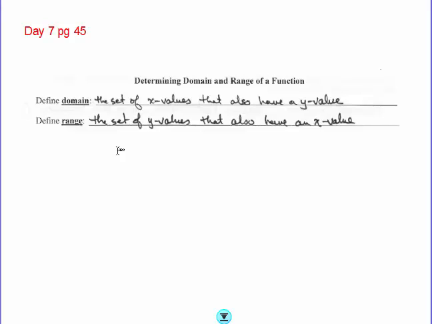Also, we're going to look at ones where you have fractions or rational functions. You can't have 0 on the bottom of a rational function, and that restricts the domain. The range, of course, is all the answers that come out then, your y values that match up to the x values that you can put in.